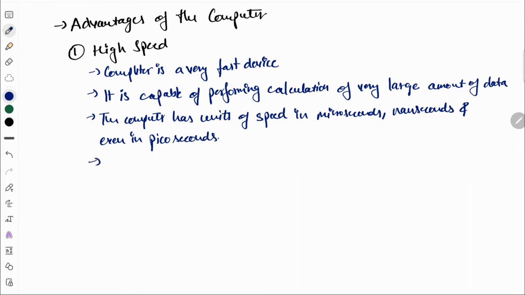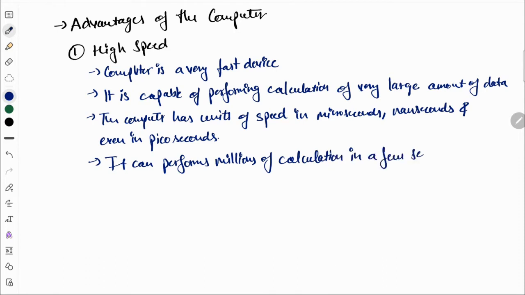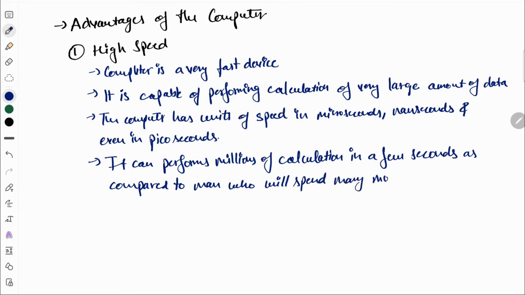It can perform millions of calculations in a few seconds as compared to men who will spend many months to perform the same task.